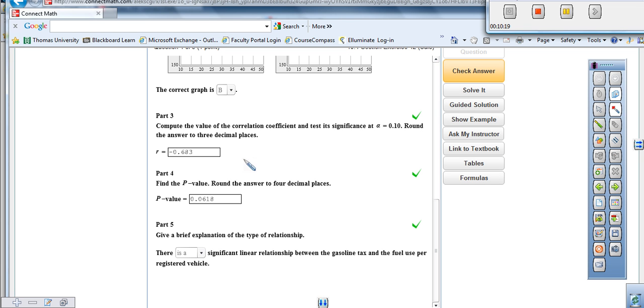If you think about this, my correlation coefficient is basically -0.683, and when you compare that to -1, those are pretty close numbers. So remember that we're looking for correlations that are close to -1 or +1, because the stronger the correlation, the larger it is. The closer it is to -1 or the closer it is to +1. So this has a pretty strong correlation.